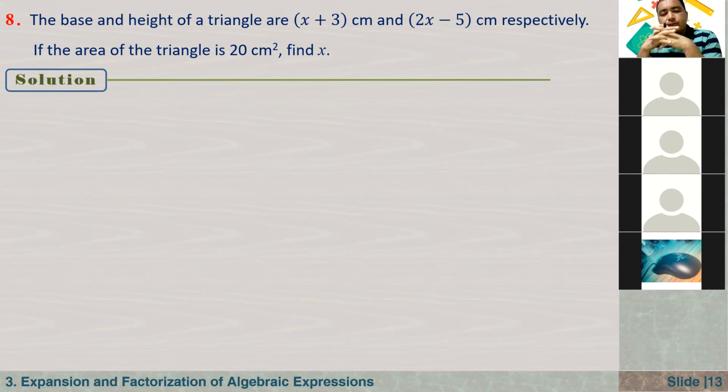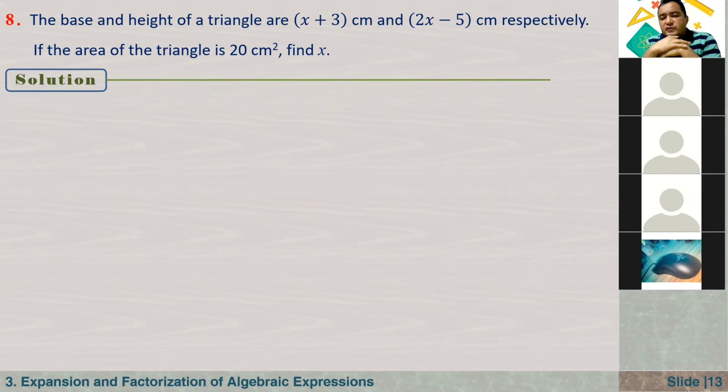Of course. The base and height of a triangle are x plus 3 centimeters and 2x minus 5 centimeters respectively. If the area of the triangle is 20 centimeters squared, find x. Oh my god, that's hard.